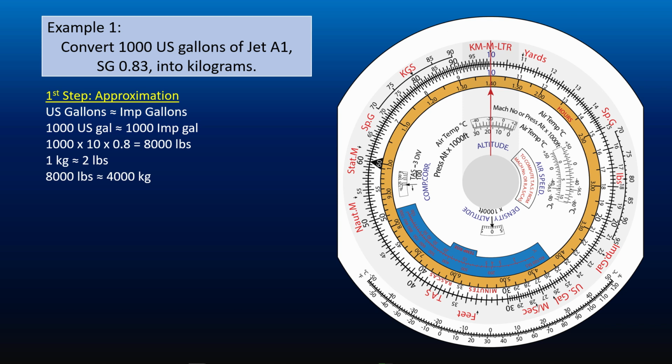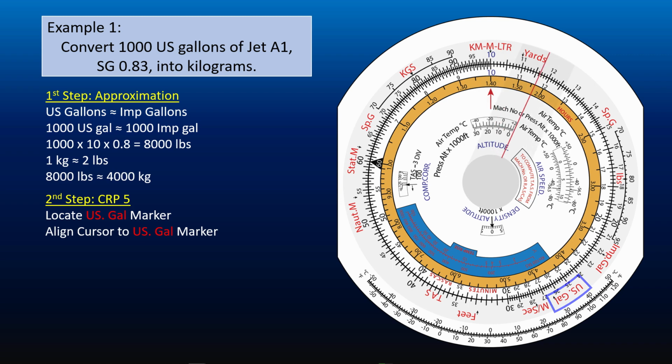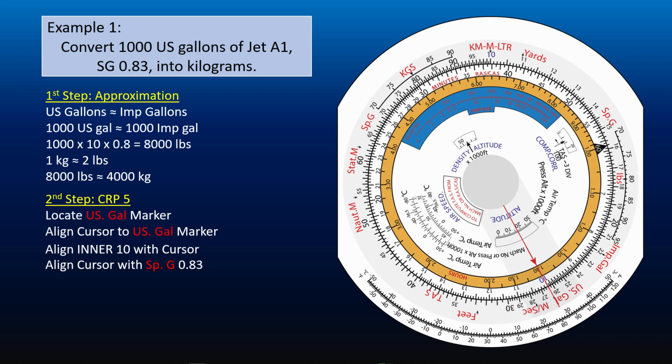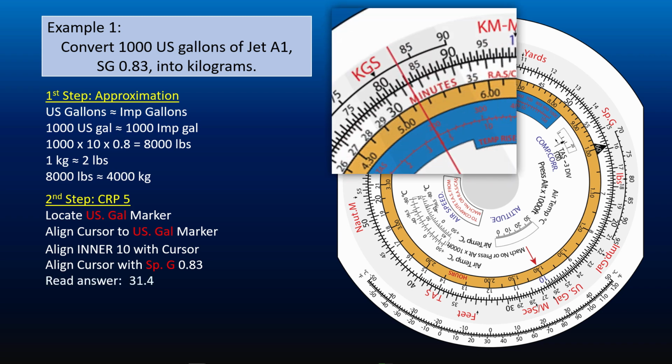Now that we have the approximation, we can use CRP5 to get the answer. Locate the US.gal marker. Align the cursor with the US.gal marker. Align the 10 index on the inner scale with the cursor to represent 1,000 US gallons. Align the cursor to 0.83 on the SP.G marker near the KGS marker. Read the answer on the inner scale. 31.4. Our approximate value is in the region of 1,000. Our final answer is 1,000 US gallons at specific gravity of 0.83 equals 3,140 kilograms.